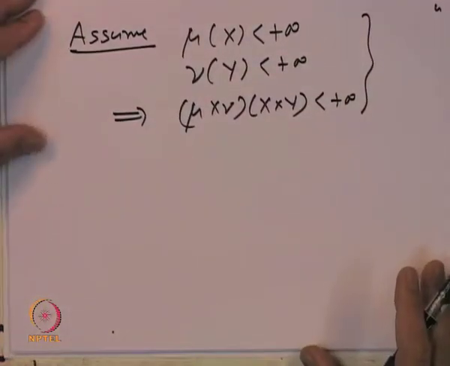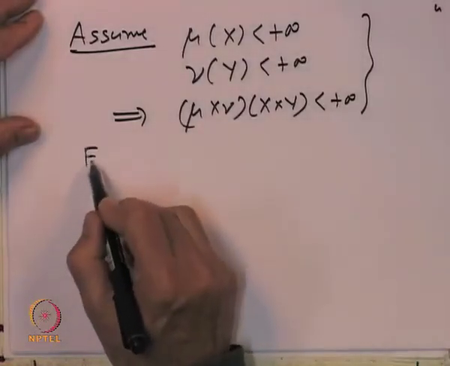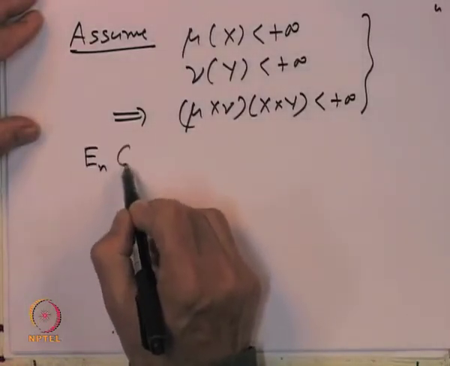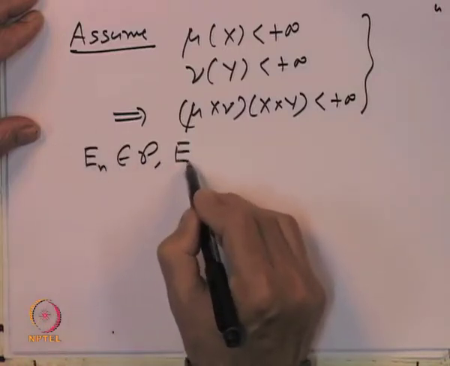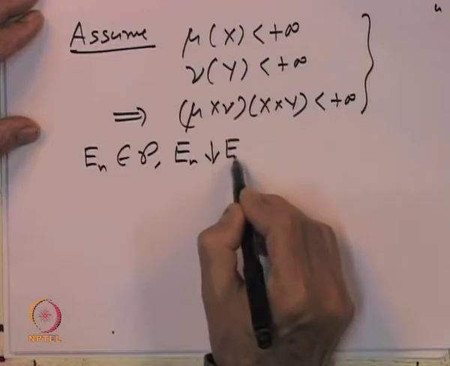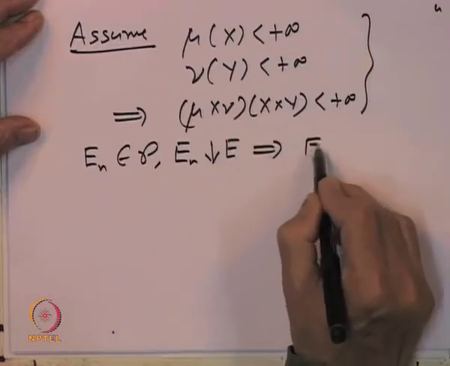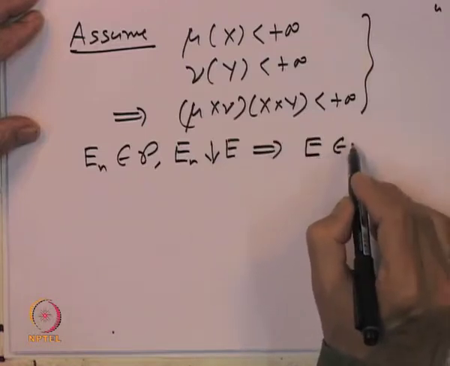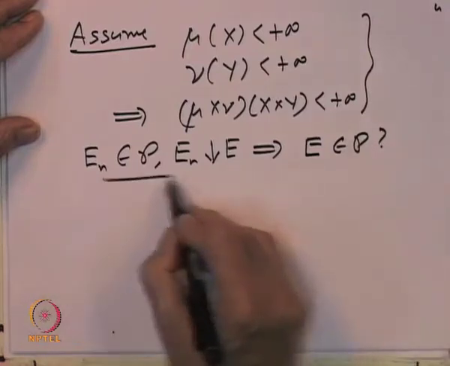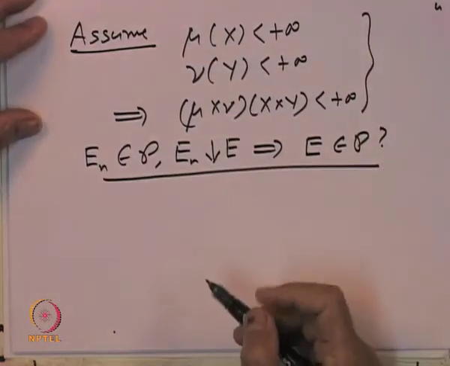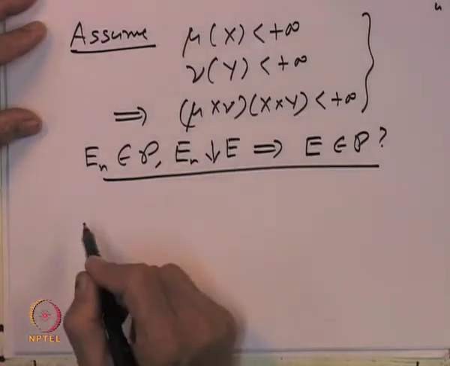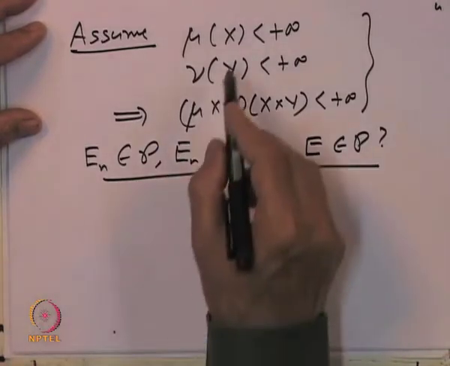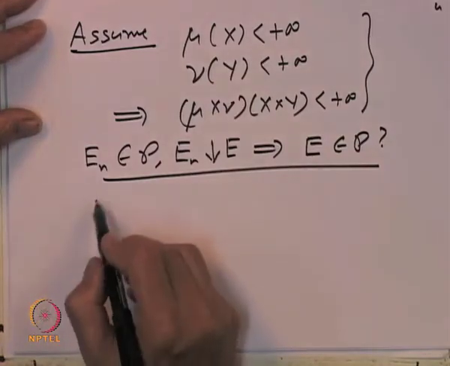Under these conditions, we want to show that if E_n belongs to P and E_n's decrease to E, that implies E belongs to P. To show that, we can repeat the steps. Let me just go through the proof again for the decreasing case, to emphasize where exactly we will be using the finiteness condition.